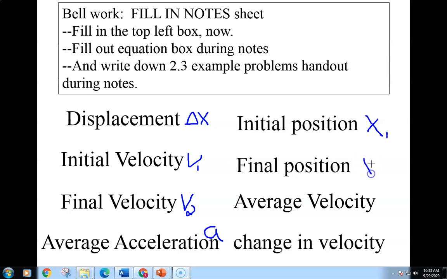Final position is x2. And what's the symbol for average velocity? Keep in mind, we've got three velocities, I guess technically four. It's v with a line over it. So v bar is average velocity. And the change in velocity is delta v. So a little bit of a review.